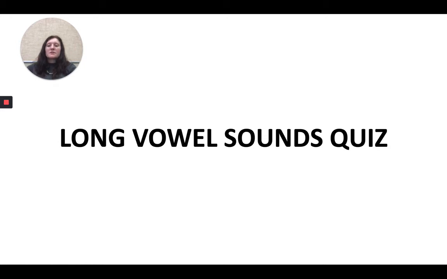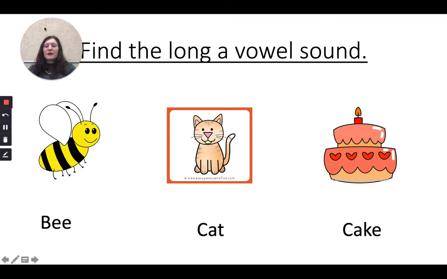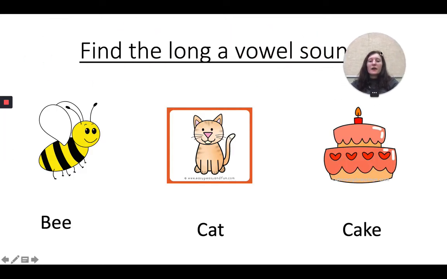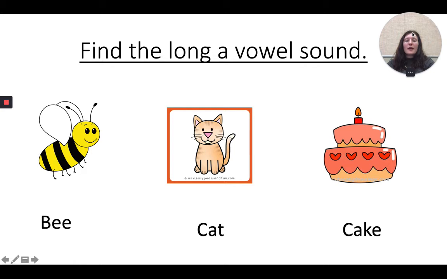All right, so let's do a quick long vowel sounds quiz. So now we want to find the long A vowel sound this time. So we have bee, cat, or cake. So remember, this time we're looking for the long A sound.